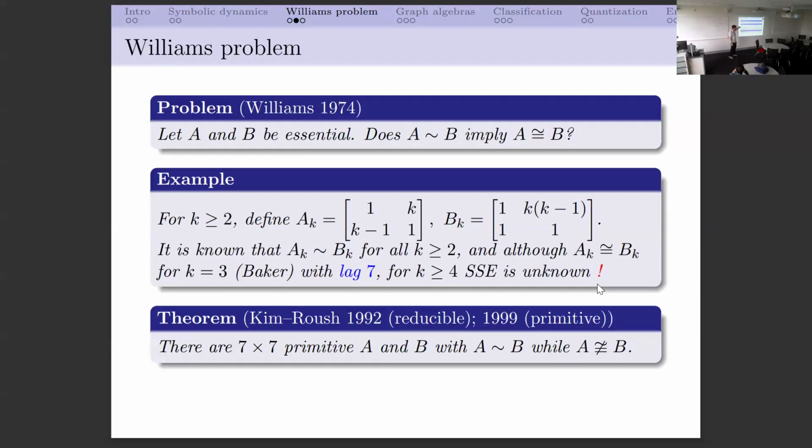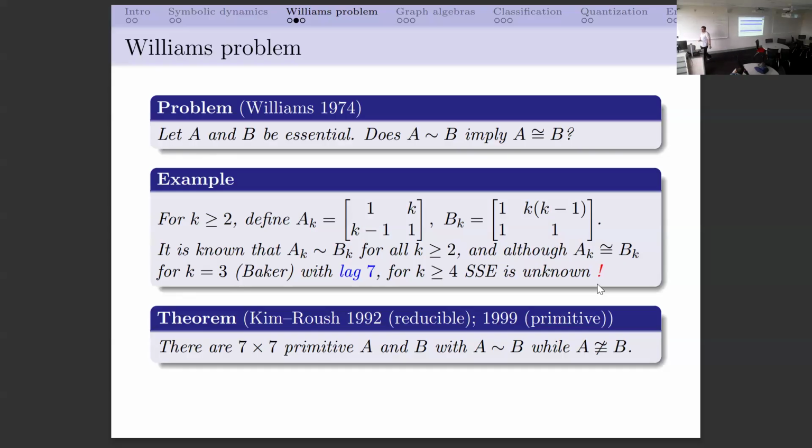Shift equivalence does not imply strong shift equivalence. This is a counterexample by Kim and Roush. There is a pair of primitive 7x7 matrices A and B, which are shift equivalent, but not strong shift equivalent. And the invariant that they use to come up with this counterexample is very, very difficult to get your hands on. The experts, I think, would agree that it's difficult to understand. They sort of have to satisfy a bunch of conditions.